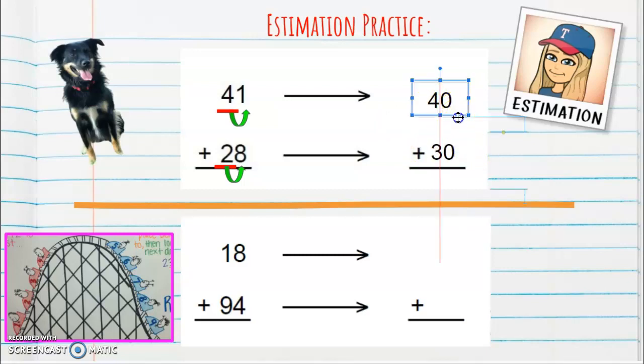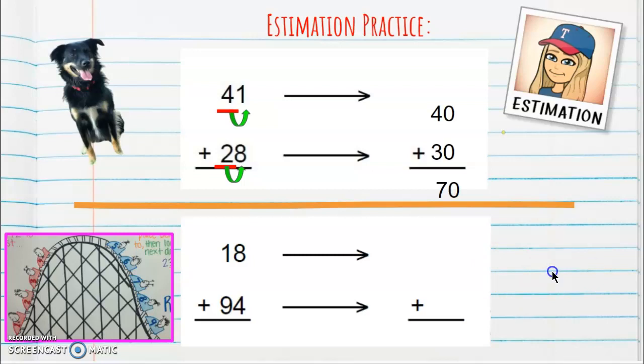Okay, so now I want you to think, what do we need to do with these two numbers now that we've rounded them? If you think back from our previous page, our two steps are round both numbers and then add or subtract. So this is telling us to add those numbers, and when we add them, 0 plus 0 is 0, and 4 plus 3 is 7. So our answer is 70. Okay, let's go down and do this one down here.